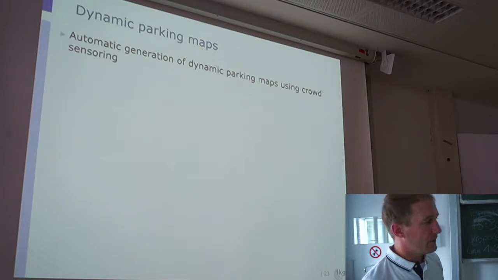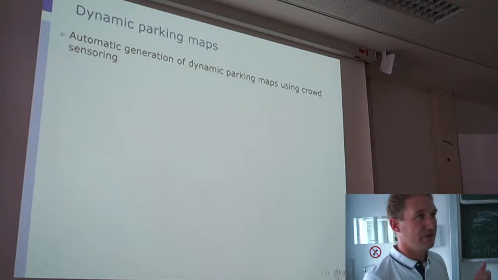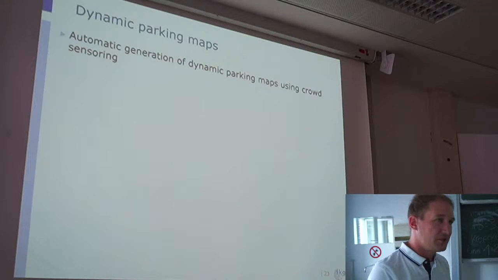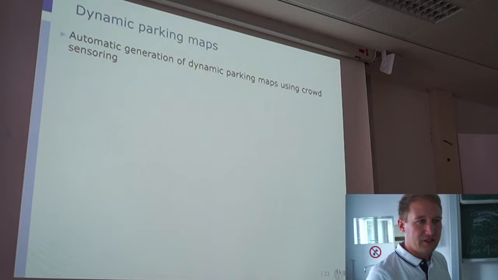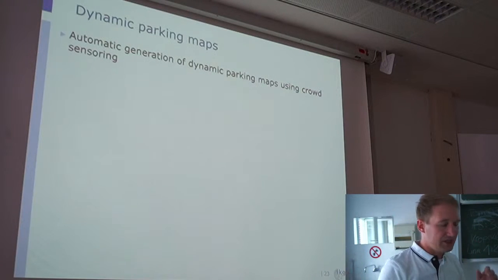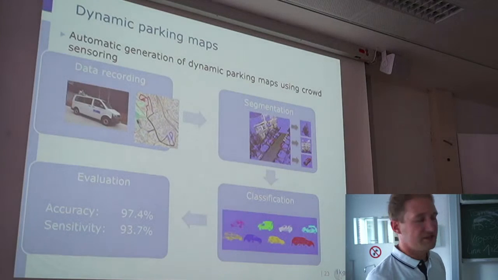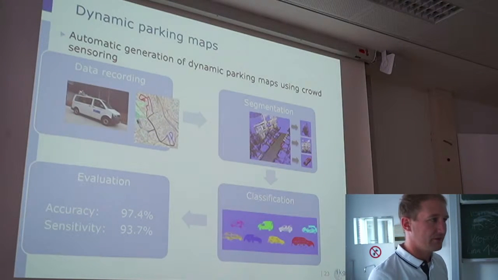So if you want to go there, it would be nice to have a navigation system which also recommends a parking place. But unfortunately, in OpenStreetMap and Google Maps, this feature is not available. Of course, there are these big parking places, but if you want to park next to the street, on-street parking, there is no information about this. So the idea was that we can generate this kind of information ourselves.